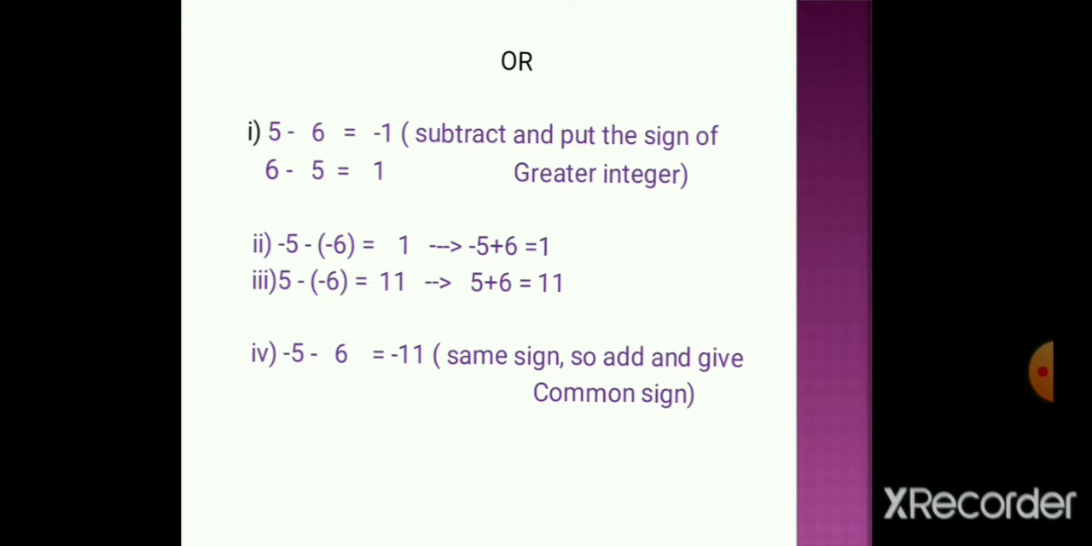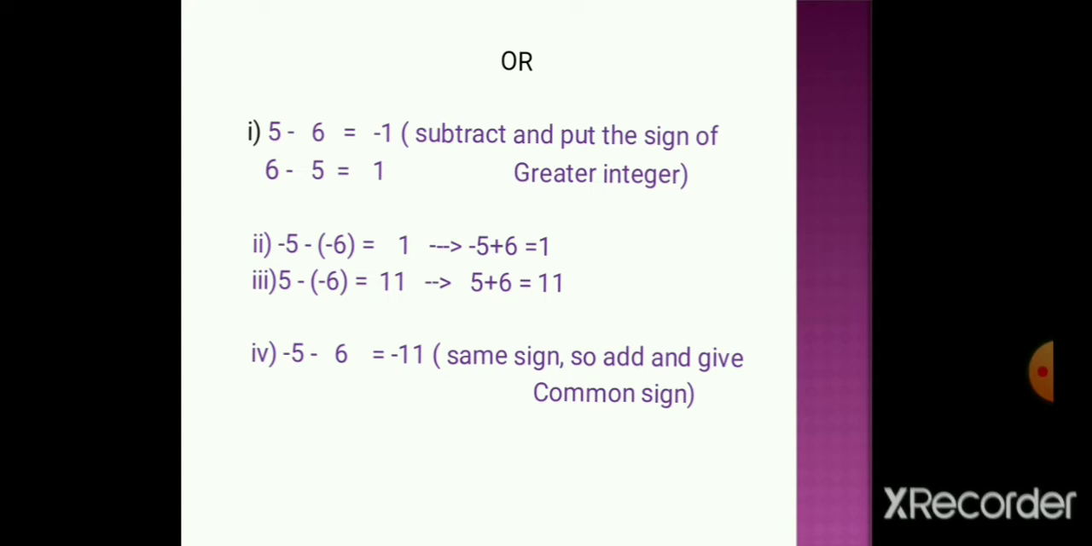Okay, then the third one, 5 minus minus 6, where you have to subtract integers with different signs. So here also, 5 minus minus 6, just make the two negatives into a positive. So 5 plus 6 will come, then add it, you get the answer plus 11. Fourth one, look, minus 5 minus minus 6, that means here also you have to subtract integers with different signs.